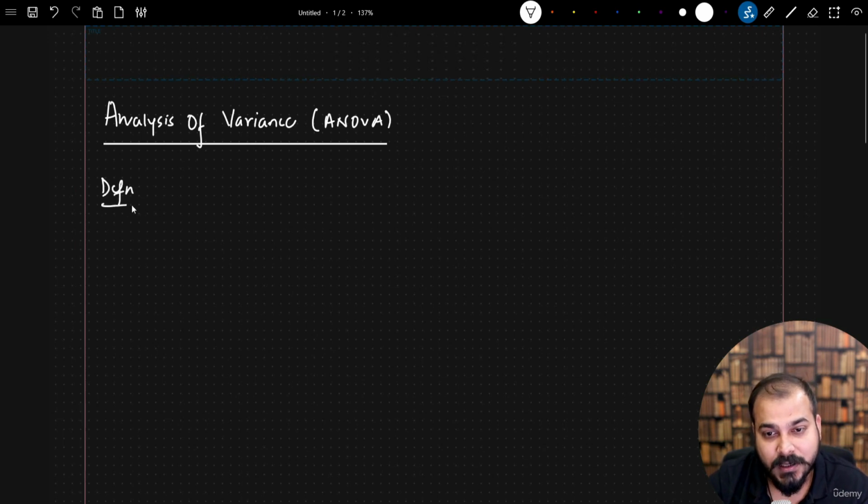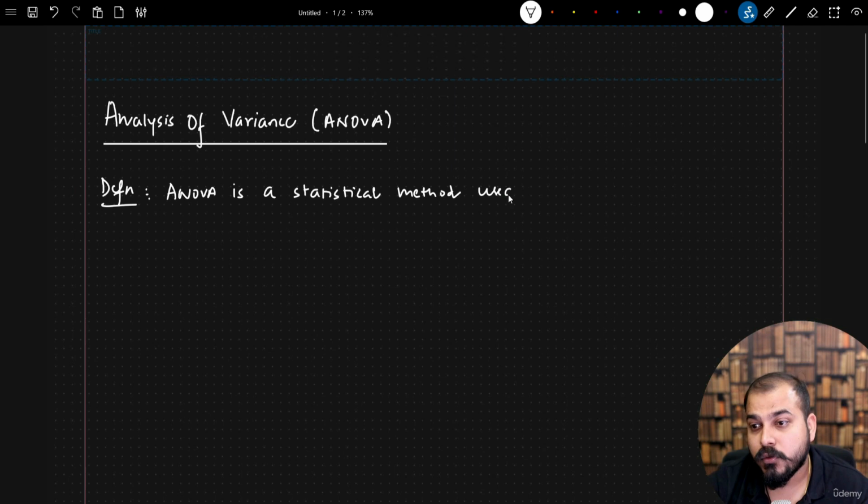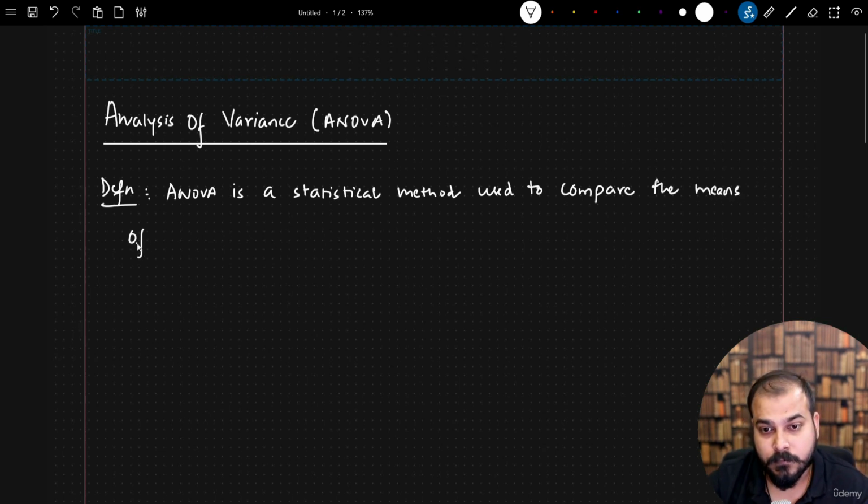Why is the ANOVA test used and what is ANOVA in short? So ANOVA is a statistical method used to compare the means of two or more groups. Super important point which I have written over here. That is, it is used to compare the means of two or more groups.